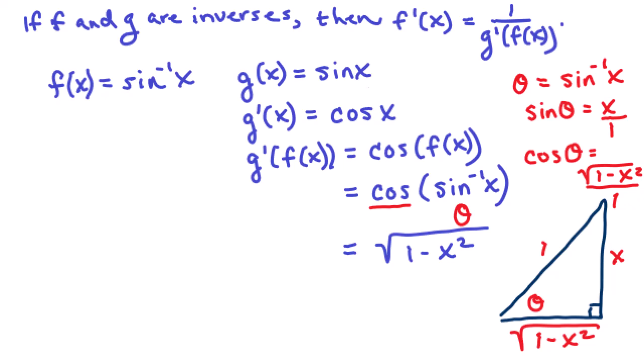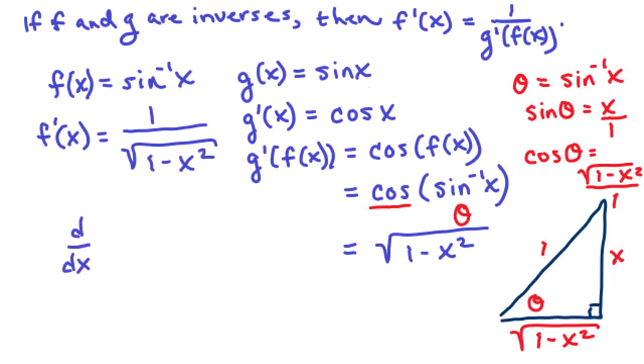So now we're ready to find what is the derivative of inverse sine of x. Well, we just need to take the reciprocal of g prime of f of x. So f prime of x is equal to 1 over the square root of 1 minus x squared. So in summary, the derivative of the inverse sine of x is equal to 1 over the square root of 1 minus x squared.